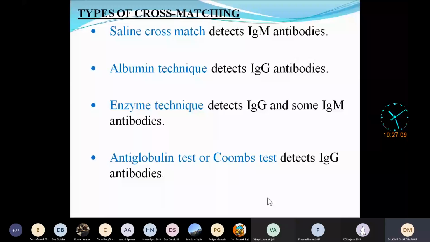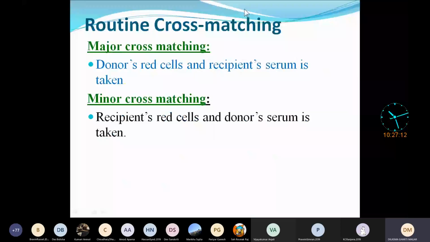Now in routine cross matching, there are two types: one is the major cross matching and another is the minor cross matching. Whenever I'm taking the classes, I'm telling you which questions will be asked in your practical viva while doing blood grouping. They can ask you, what are the types of cross matching? You have to tell them there are two types, major cross matching and minor cross matching. Then we will ask what you mean by major cross matching and what you mean by minor cross matching. Understood here?